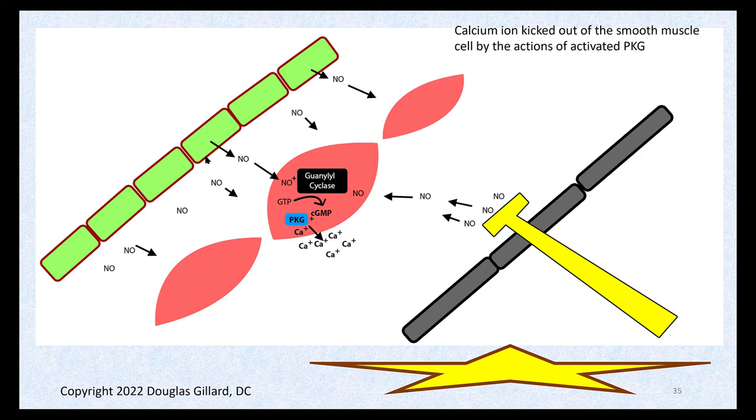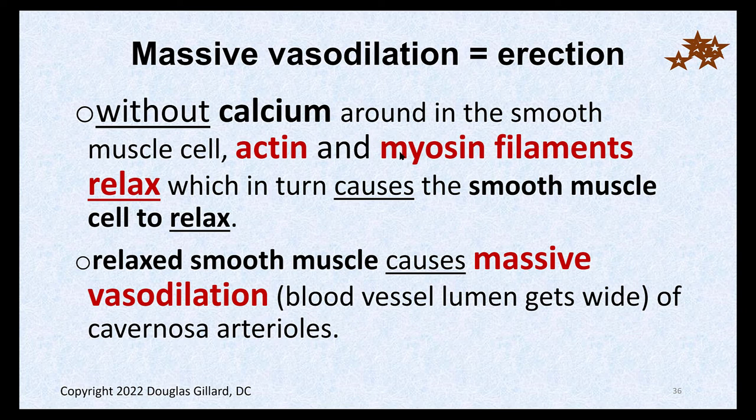Okay, so let's review. Nitric oxide comes in, binds to guanylyl cyclase, and that stimulates it to do its job. What's guanylyl cyclase's job? Take GTP and convert it into cyclic GMP. Cyclic GMP now binds to PKG and stimulates it. And PKG, through mechanisms we won't worry about, causes all the calcium inside this smooth muscle cell to get out. Again, without calcium around, the actin and myosin filaments can't contract, so they relax. Smooth muscle relaxes, and you get a massive vasodilation of the arterioles.